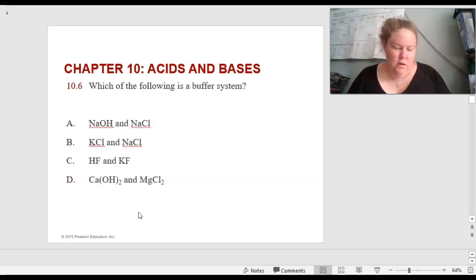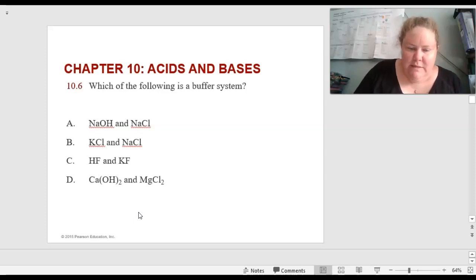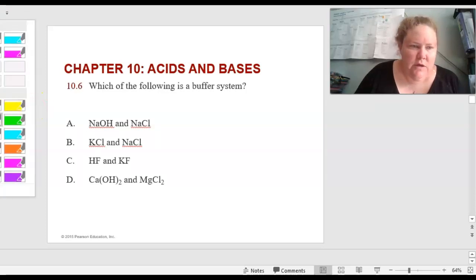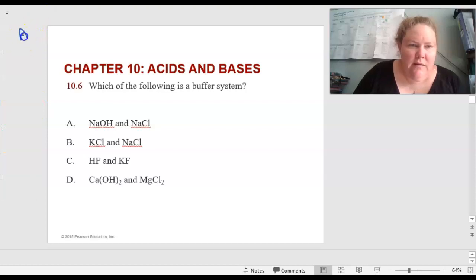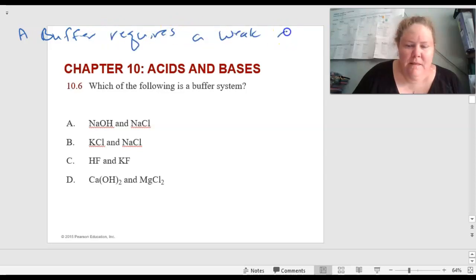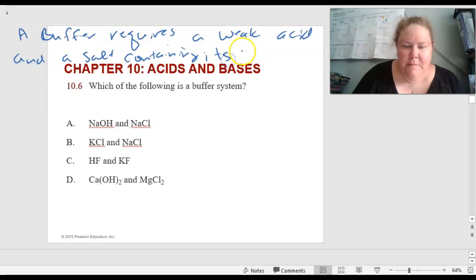All right. Let's see. Which of the following is a buffer system? So remember that a buffer requires a weak acid and a salt containing its conjugate base. All right, so let me write this down for you. A buffer requires a weak acid and a salt containing its conjugate base.